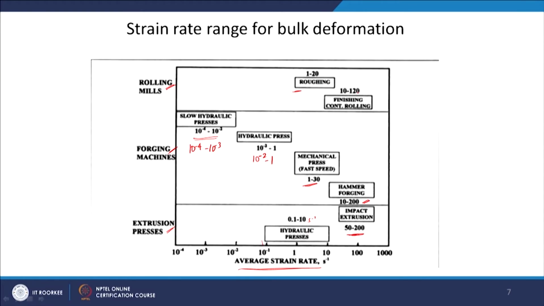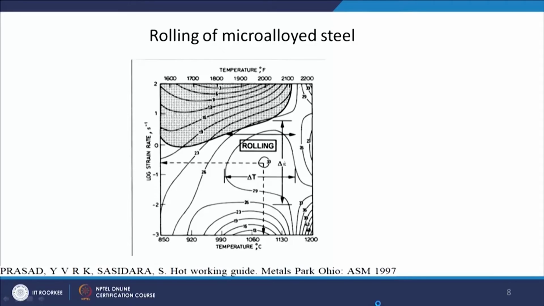The strains are usually low in this case. Of course, the strain rates are high, but the amount of strain you put in one pass is quite low, and the deformation is usually at low temperature, or usually it is cold rolling. So, room temperature rolling, just to maintain the good finish of the surface. Only a very small amount of strain is applied, and you try to give whatever shapes you want to the material. So, these are called finishing operations to give a good surface finish. These are the strain rate ranges.